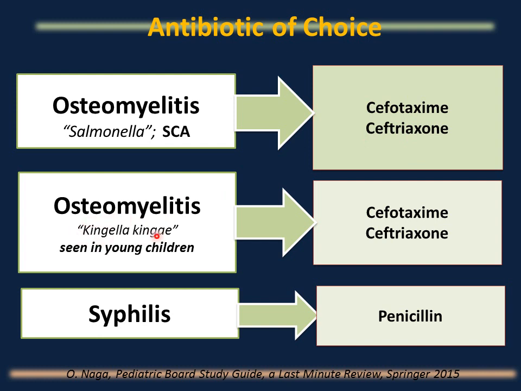Osteomyelitis because of Kingella kingae is commonly seen in young children less than 2 years of age. How do you suspect that? If you are giving vancomycin, for example, for a case of osteomyelitis or septic arthritis, and there is no response and the culture is negative. So you need to raise the concern to the pathologists that you are looking for Kingella kingae, so they can provide a special media with high CO2 tension in order to grow this type of bacteria. This bacteria is gram-negative and will not respond to vancomycin or gram-positive antibiotics, so you require an antibiotic to cover gram-negative bacteria like cefotaxime or ceftriaxone. Syphilis, the treatment of choice is always penicillin.